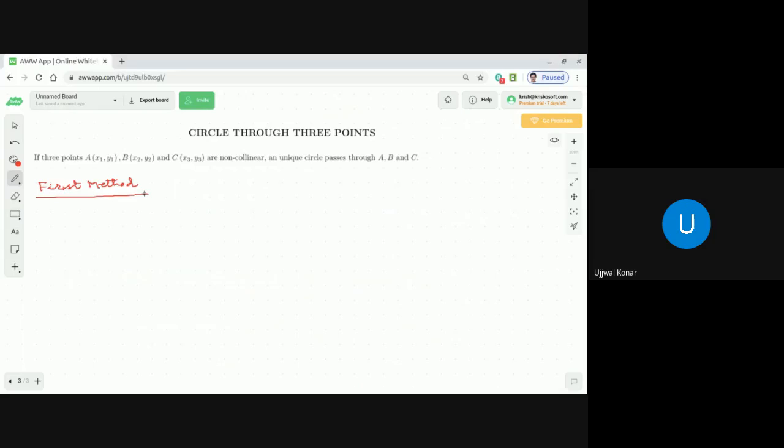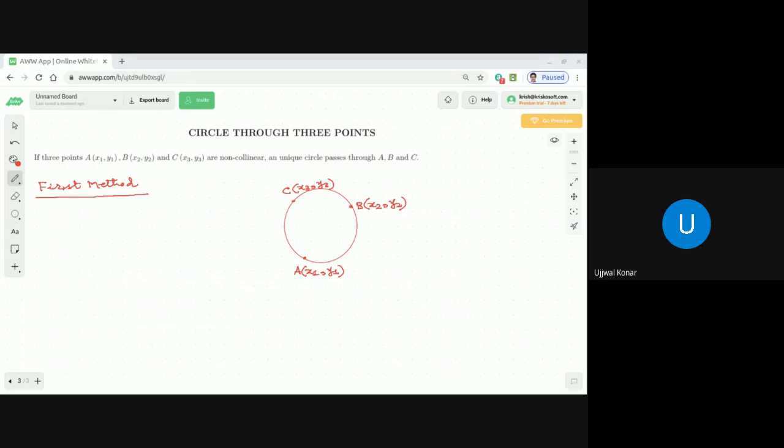In the first method, what we are going to do, dear students, is first construct a circle. Then it will be clearly understandable. Suppose this is the circle, and we take 3 points. Suppose this is the point A having coordinates x1 comma y1. This is the point B having coordinates x2 comma y2. And this is the point C having coordinates x3 comma y3.